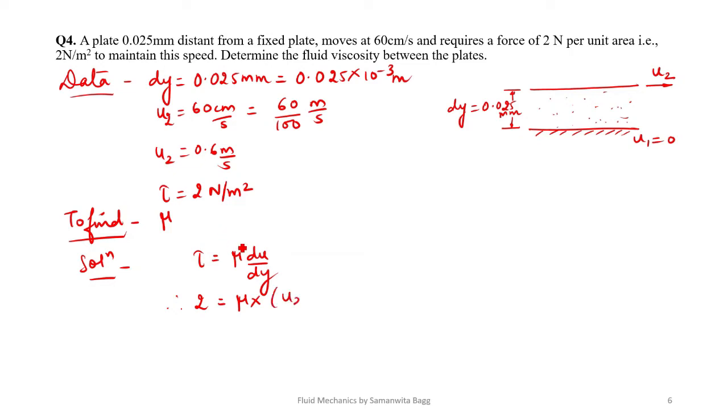Du will be u2 minus u1, final minus initial, and dy is also known, 0.025 into 10 raised to minus 3. u2 is 0.6, u1 is 0. On substitution, I'll get the value of mu as 8.33 into 10 raised to minus 5 Newton second per meter square.